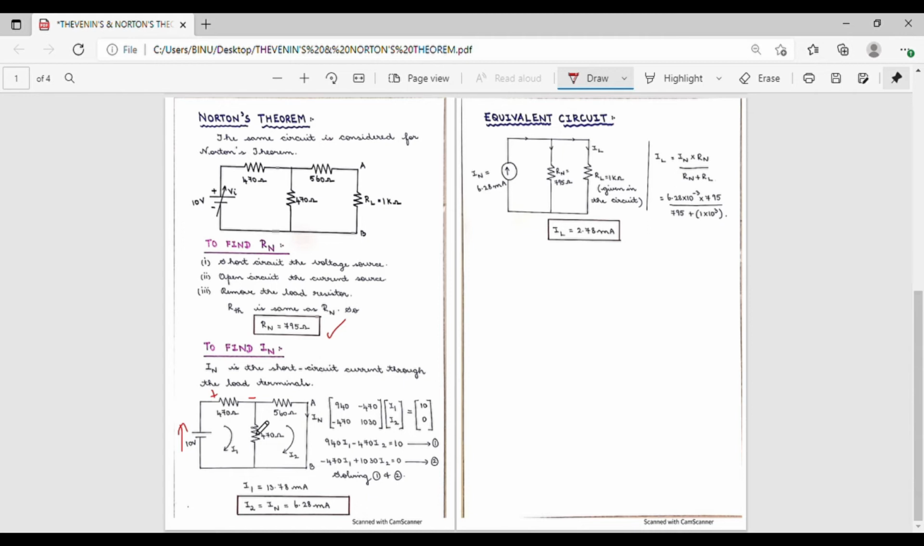In the same way, for this particular resistor we are going to have two currents. One current is flowing in the clockwise direction and the other current is going to flow in the opposite direction to that of I1. The current flowing through this 470 ohm resistor is I1 minus I2. Since I am writing the equation with respect to the loop current I1, the current flowing through this particular resistor is going to be I1 minus I2. The voltage drop across this 470 ohm resistor is 470 into I1 minus I2.